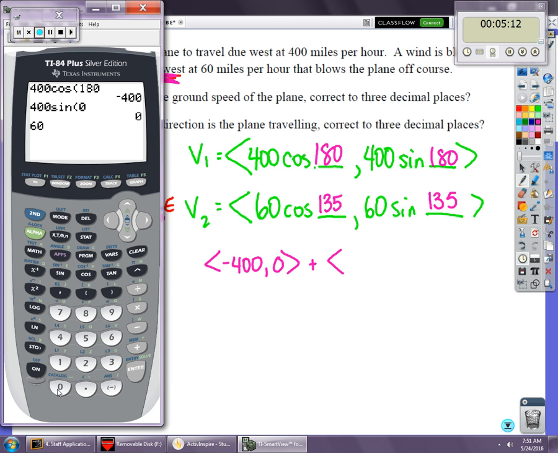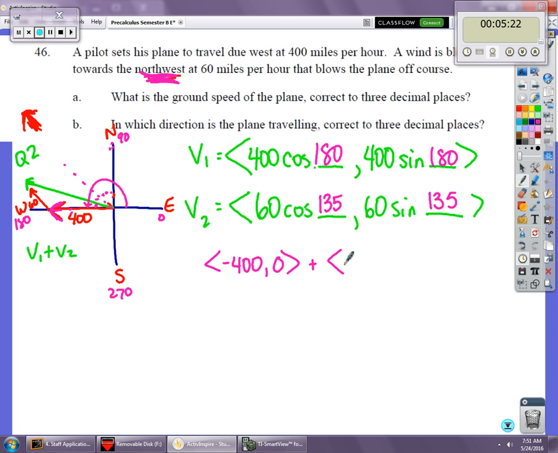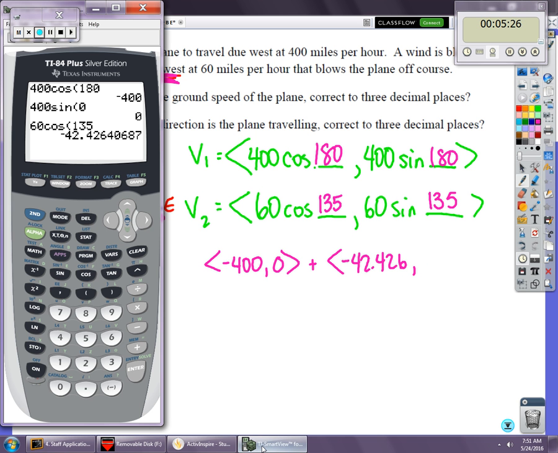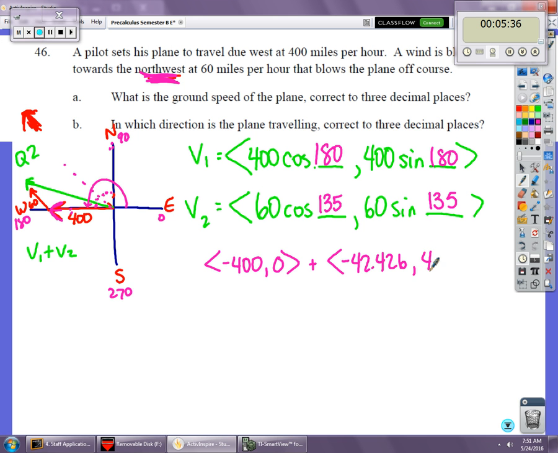We're going to get some different numbers on this one because we're going at an angle, more of an angle. Negative 42, 426. And I'm not going to be surprised if I see a similar number here because I'm going halfway through. I think my number is going to be the same thing but positive, and it is.